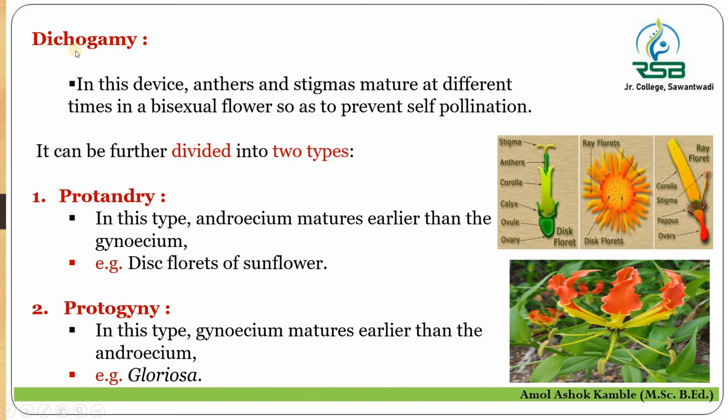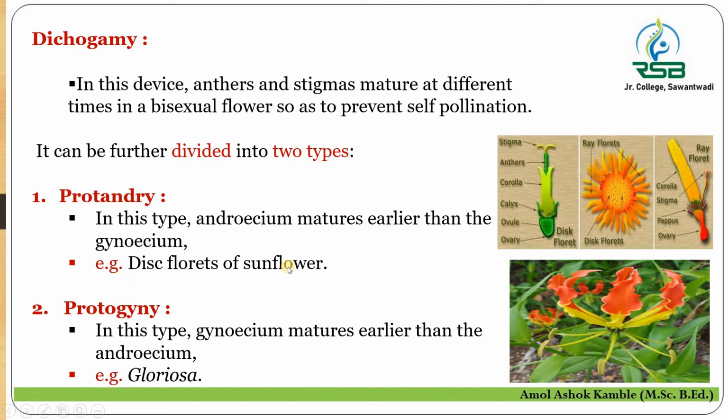Again, dichogamy is of two types, protandry and protogyny. Now in this, andry means androecium and gyne means gynoecium. Andry is the male androecium and gynoecium is the female. Pro means first. In case of protandry, the androecium matures earlier than the gynoecium. Pro means first, androecium first. Androecium matures earlier than the gynoecium.